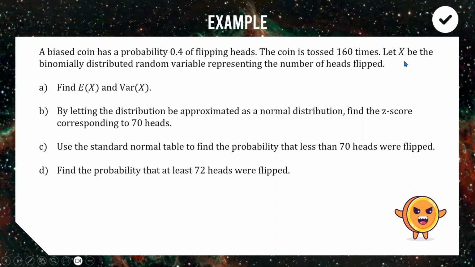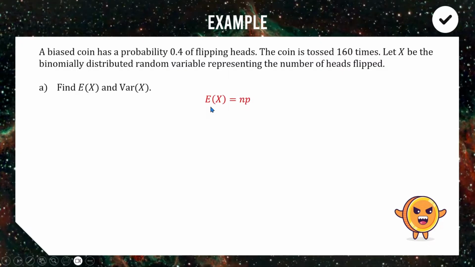And we're going to let x be the binomially distributed random variable representing the number of heads flipped. We're going to start off by finding our mean, which is our expected value, and our variance value for x. So using our formulas from last lesson, expected value is once again n times p. Our p is 40% and our n is 160. So a quick calculation gets us an expected value, or a mean, of 64.